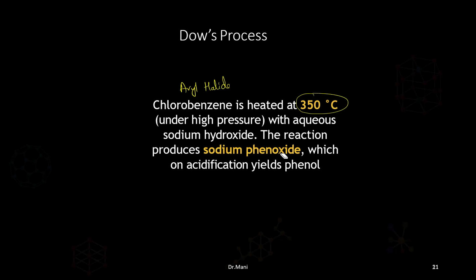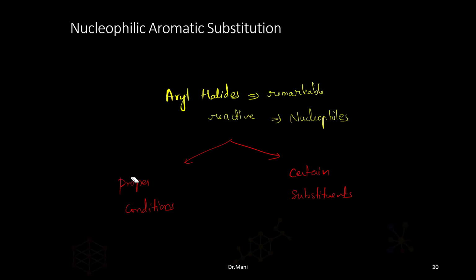That means the benzene ring with ONa. And not only that, you should also do the acidification to finally get the phenol, the benzene ring with OH. Understood? So by maintaining proper conditions and certain substituents, the aryl halides undergo the nucleophilic substitution reaction. Those aromatics that go through this nucleophilic substitution, you call nucleophilic aromatic substitution.